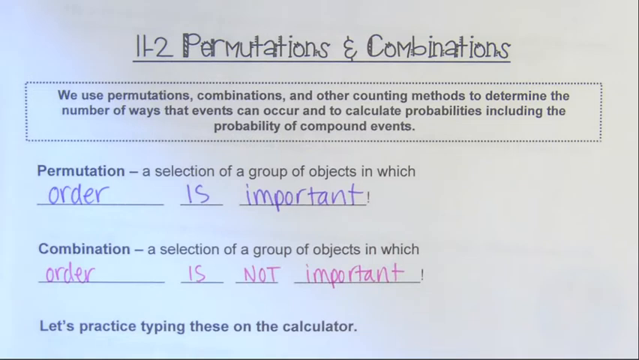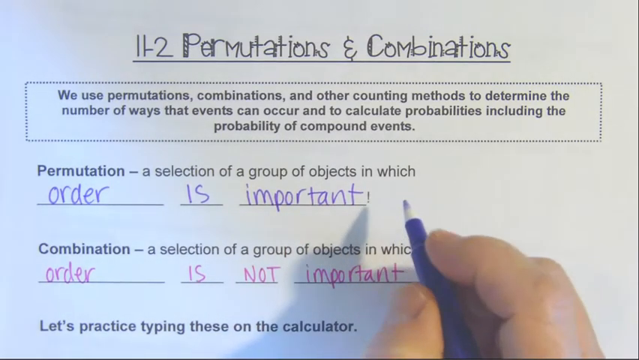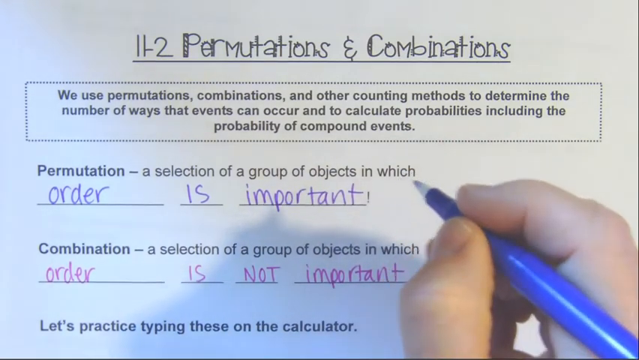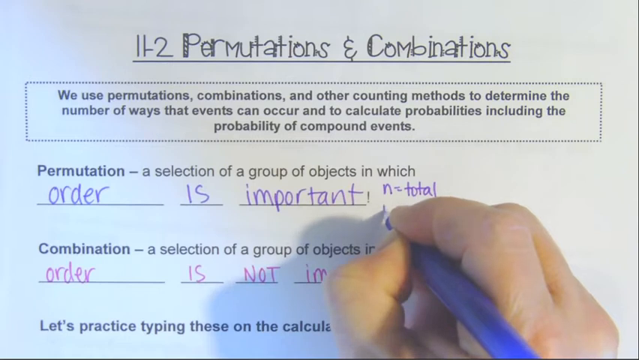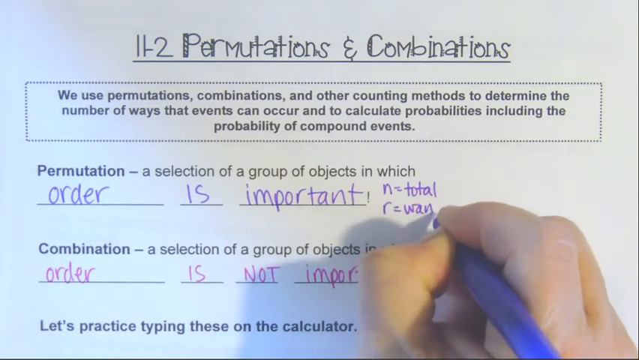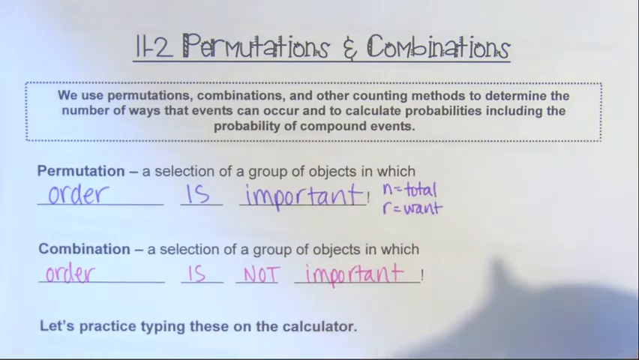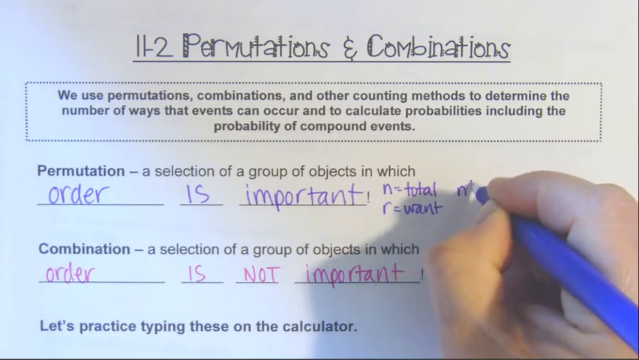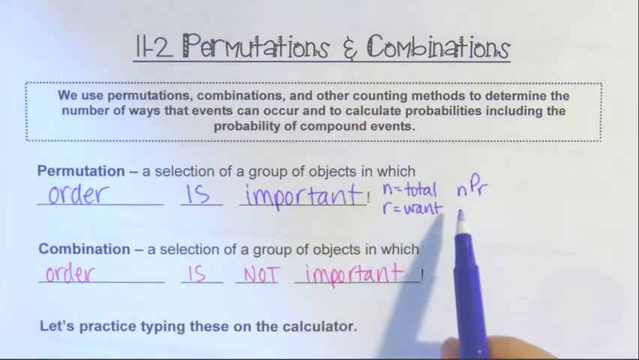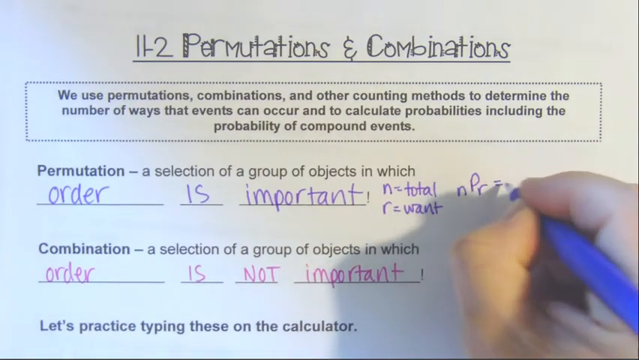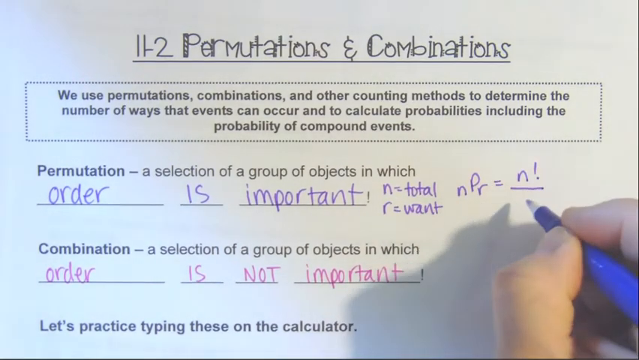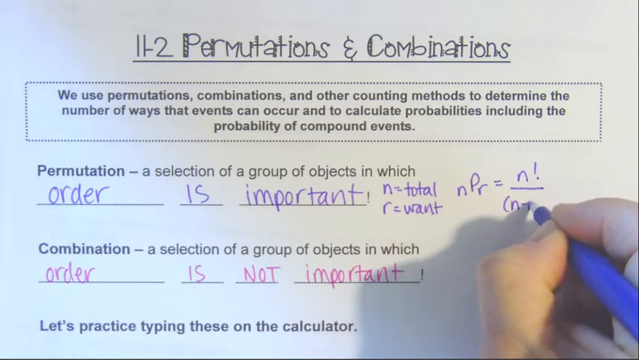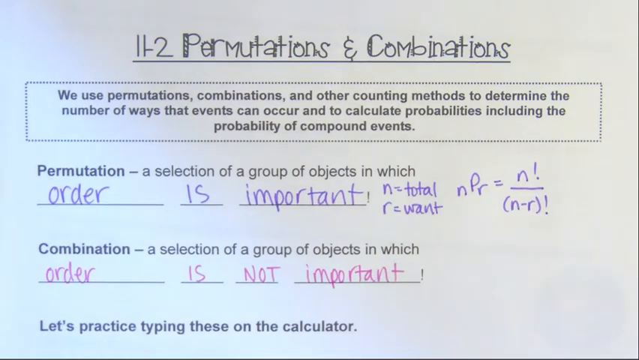All right, so there are formulas that we use with these. I'm going to write the permutation formula first, and we're always going to have an N and an R. N is the total, and R is what we want. The formula is nPr, where we put the total on the left and what we want on the right, and it's n factorial divided by (n minus r) factorial.